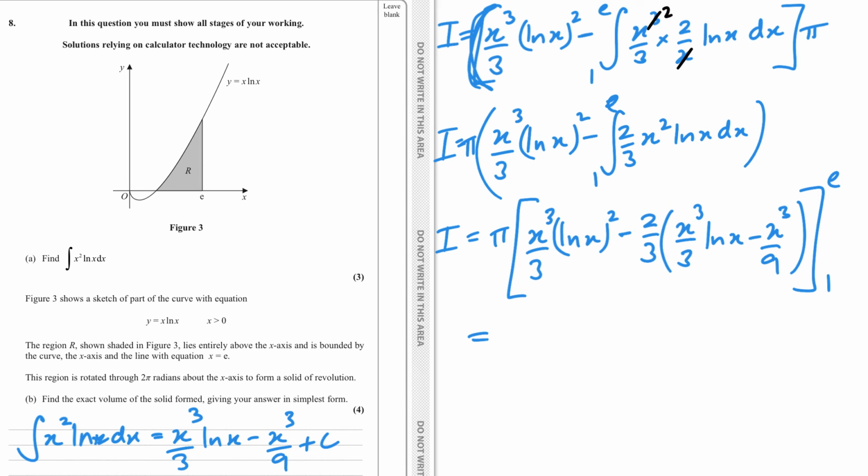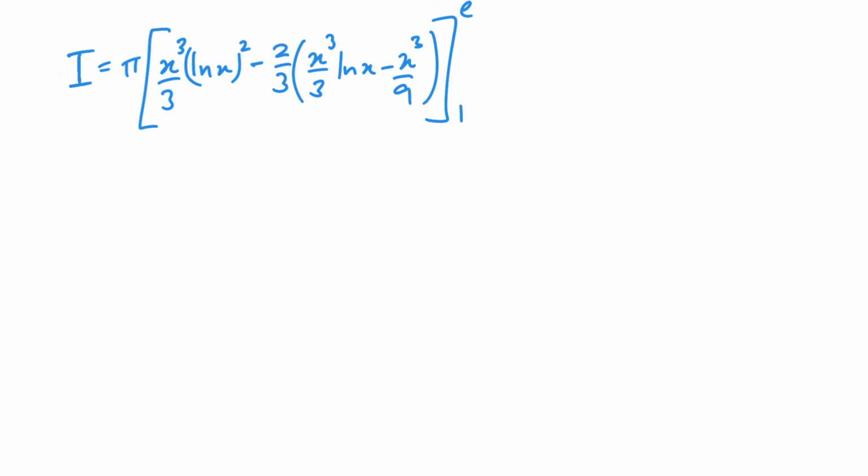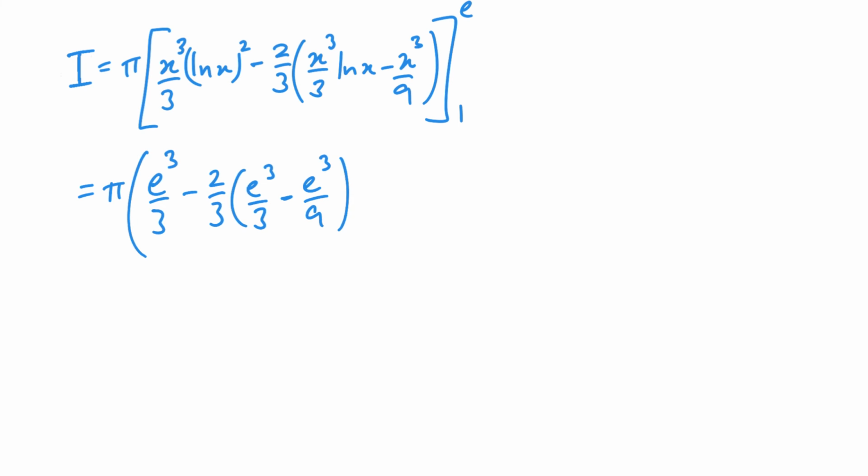Now actually I'm probably going to need a lot of room to do this, so I'm going to go onto a fresh page. And here we go. So we've got pi times, so e cubed over 3 times 1 squared, so it's just that, minus 2/3 lots of e cubed over 3, again the ln e is just 1, minus e cubed over 9. And of course that's minus, and I'm going to put the pi there, so I've done them separately.